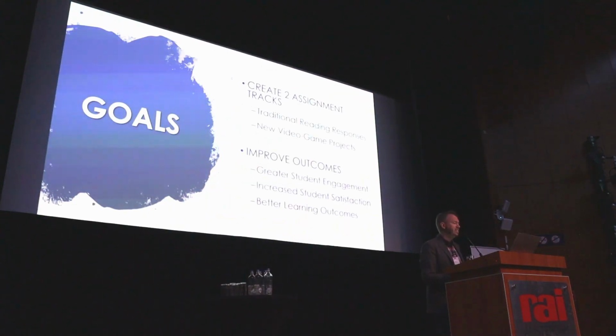So the goal of this redesign was twofold, right? Part of it was to improve student outcomes, to get a sense for the way in which students achieve the learning outcomes for the course, which focused on factual knowledge, using diverse kinds of evidence to support an argument, and examining ancient texts and material culture. And the way that I went about trying to do this was essentially to redesign the course and give students the option of two different assignment tracks that they could pursue. One of those being a traditional reading response assignment track, and another one being a video game-based assignment track.